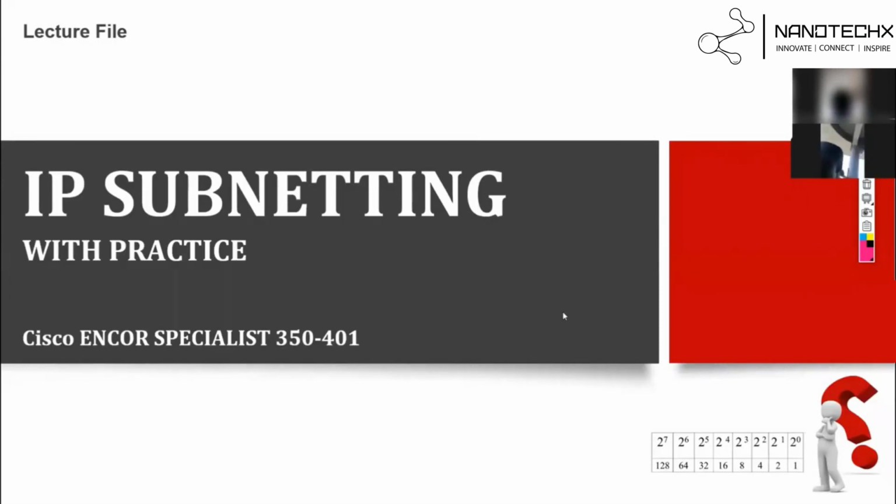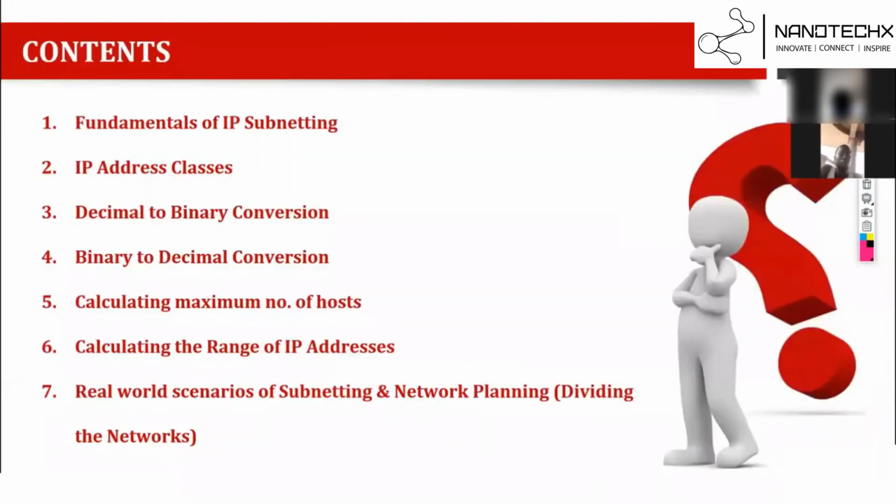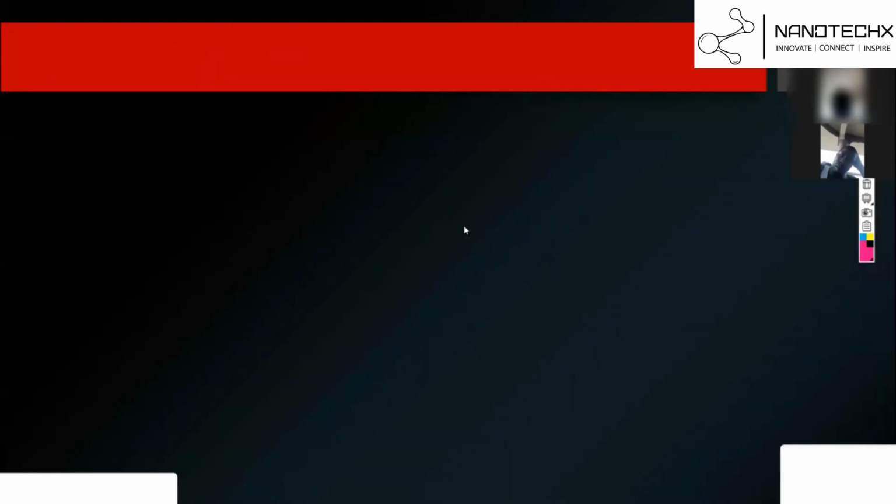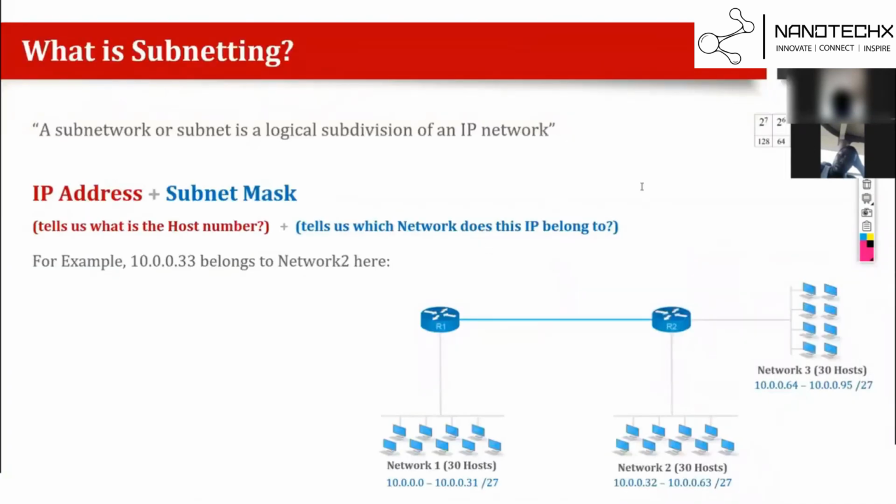So IP subnetting, we discussed yesterday and today a total of 7 topics. The first one is about fundamentals, second was about IP address classes, then conversion from decimal to binary, and then back from binary to decimal in point number 4. Then we calculated the maximum number of hosts in a network and the range of IP addresses, and then some real world scenarios which we did today as well. So let's summarize quickly each of them. So fundamentals of IP subnetting: we have 2 parts of an IP address. The first one is the IP itself, and the second one is the subnet mask.